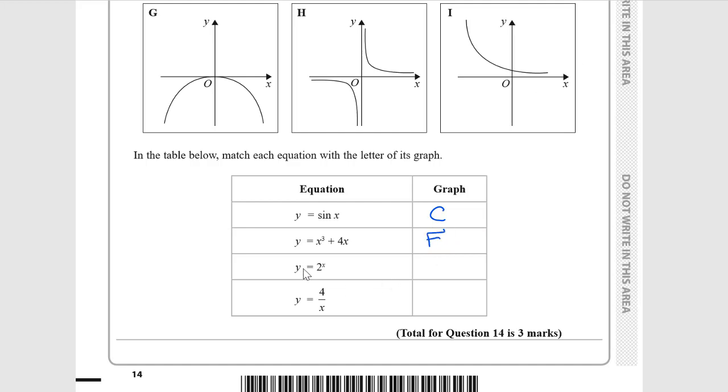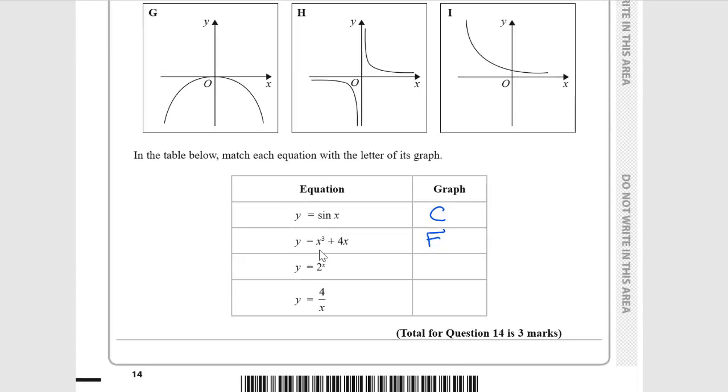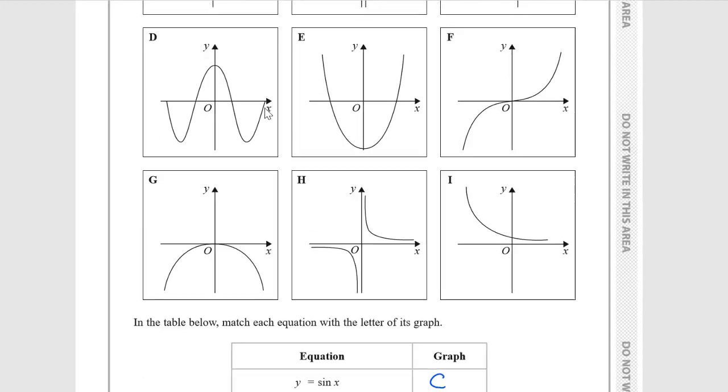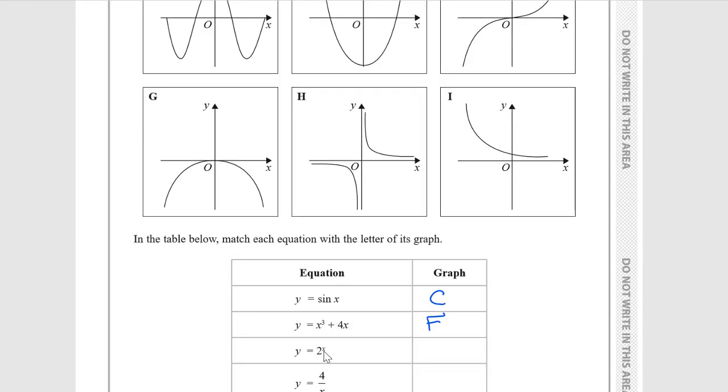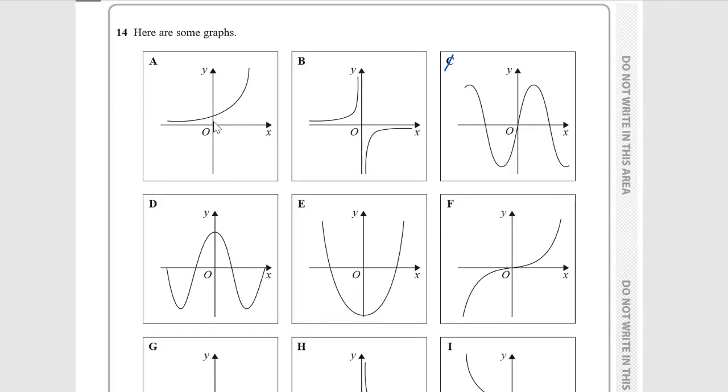And then we've got y equals 2 to the power of x. So that looks like an exponential. So the more that x increases, this will be squared. So that looks about right. It can't be equal to 0, because 2 to the power of 0 is 1. So that should be 1 there. So I'm going to go for A.